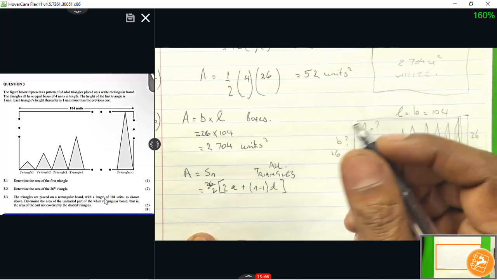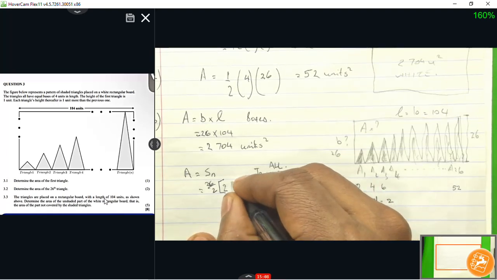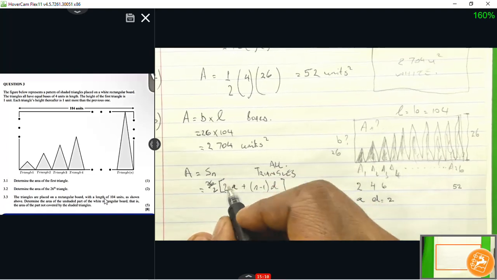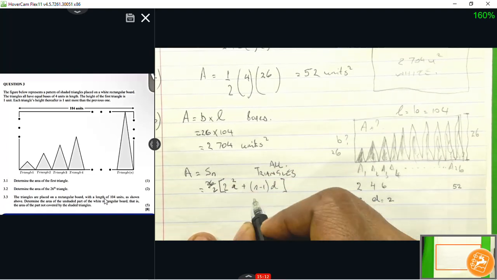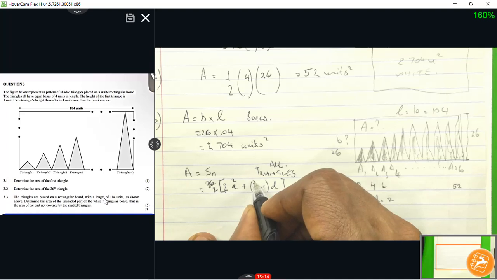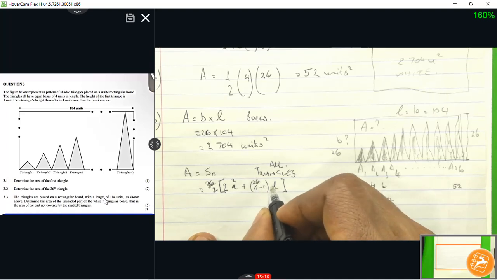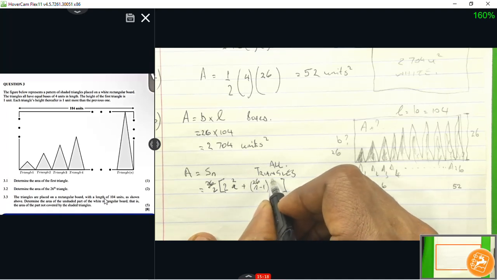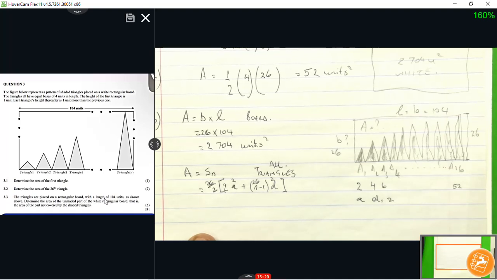So for my A, I am going to put a 2. Right, so I'm going to put a 2 there. Then I'm going to put a 26 there. And I'm going to put a 2 as well. So it means my A and my D share the same quantity, value.